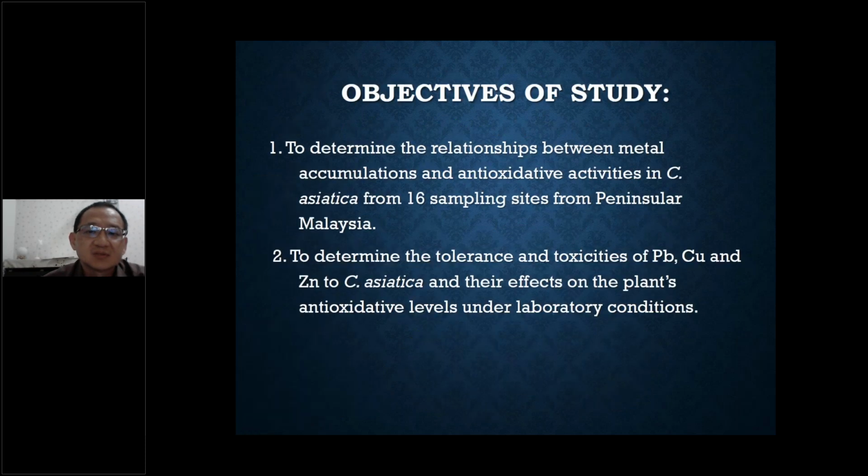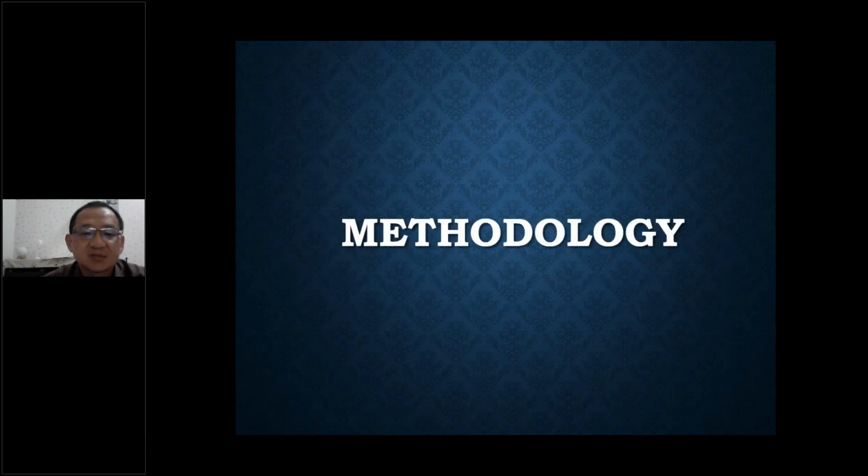So the objective of this overall work is to determine the relationship of metal accumulation and the antioxidative activities of the four enzymes, as I said just now, and to determine the tolerance and toxicities of these metals and the effects on the plant's antioxidative levels under laboratory conditions.